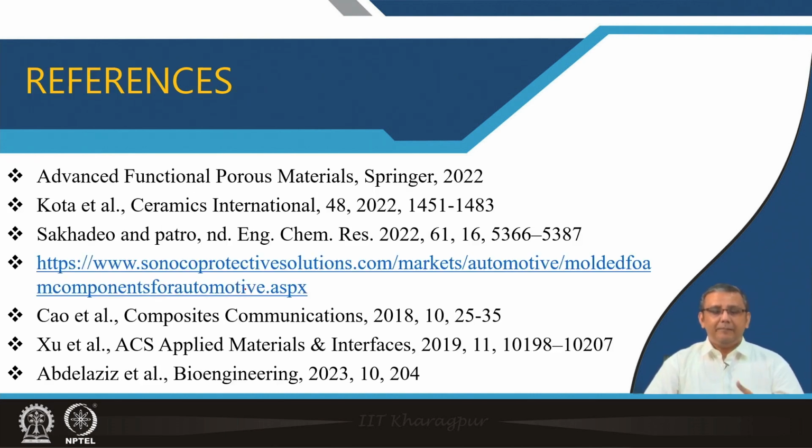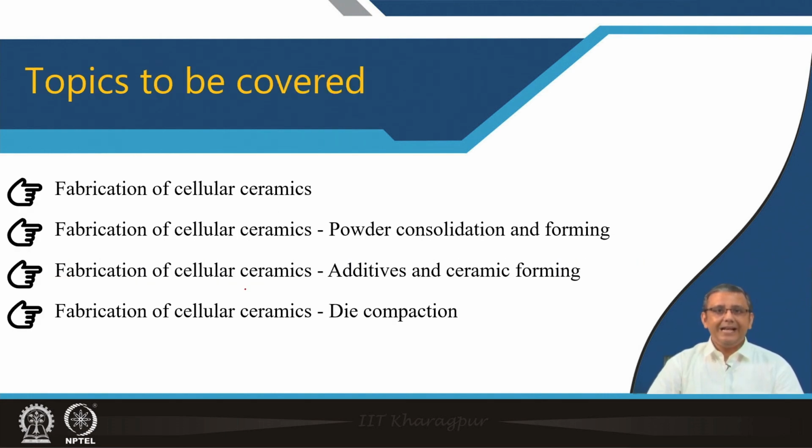These are the references which were used for this lecture, and in the next lecture we will discuss the fabrication of cellular ceramics, and there some basic processes, like how the powder consolidation is made, and how the various initial processes like die compaction affect the final ceramic foam structure, will be discussed in the next lecture.